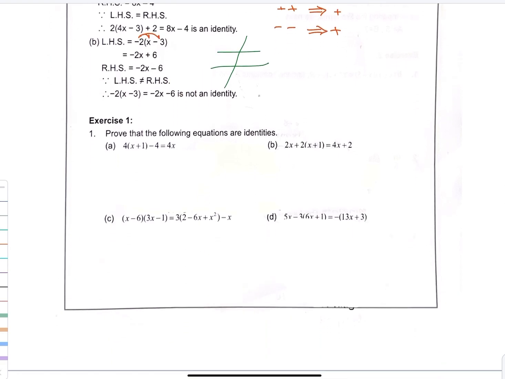So next, the first exercise is to prove that these are identities. Basically the markers know that these are identities, but they just want you to do some steps and show them that it is an identity. In the end, if you find out they are not identities, that means you did something wrong, because the question was proving that it is.